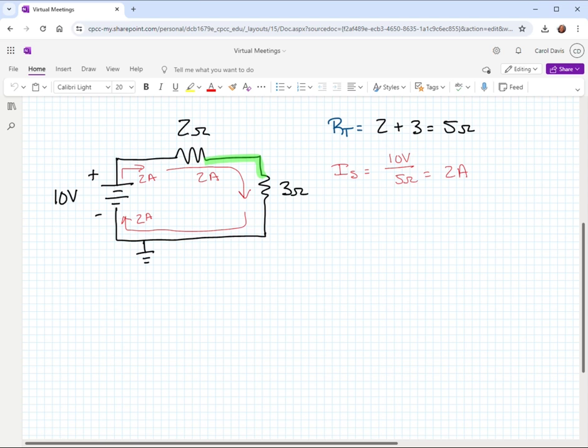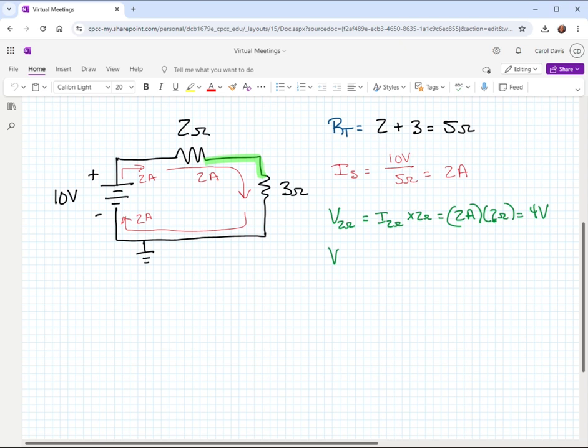Now, let's look at our voltage drops. This is what I would call a properly working circuit. So for the voltage drop across the 2 ohm resistor, we're going to take the current through the 2 ohm resistor and multiply it by the 2 ohms. So if we have 2 amps times the 2 ohms, that means we'll have 4 volts there.